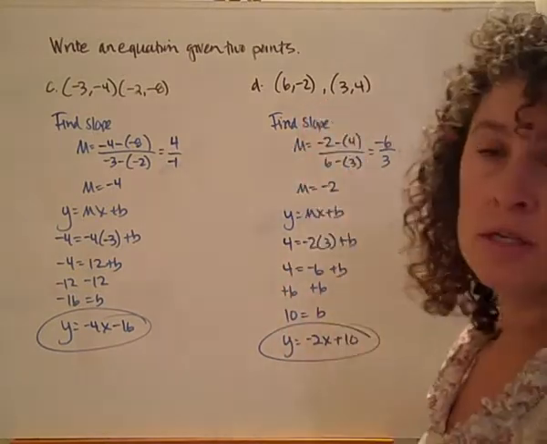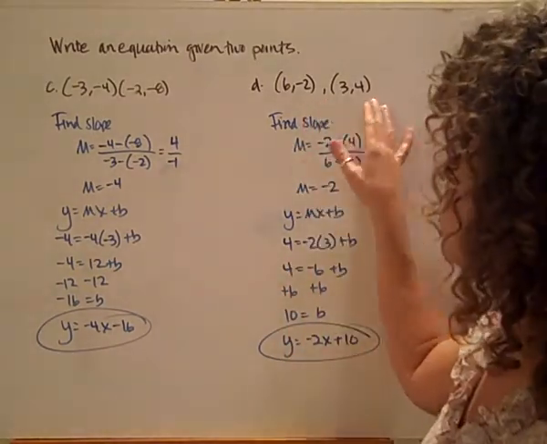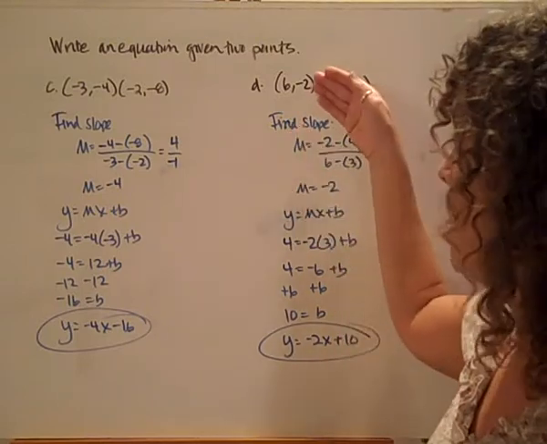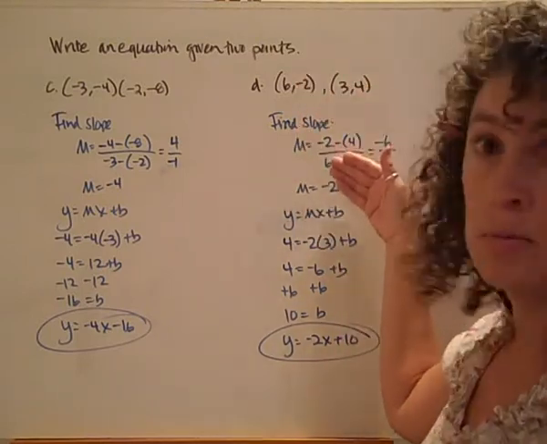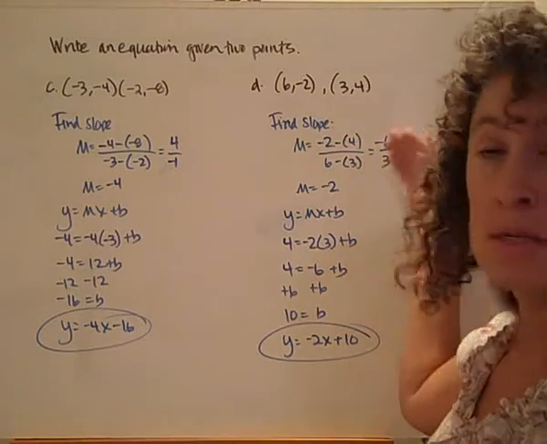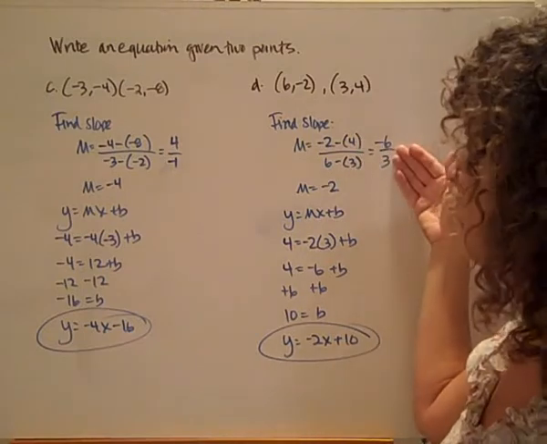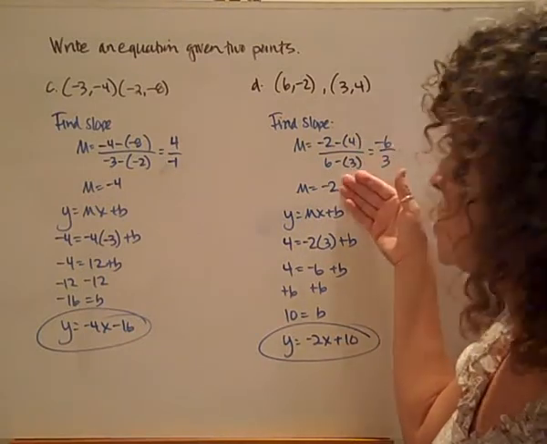Let's try this one more time. I've got 2 ordered pairs here, (6, -2) and (3, 4). I'm going to start by finding the slope. I plug my y over my x, I subtract, I put my y in over my x, I do the subtraction, I end up with a slope of -6 over 3, which simplifies to -2.